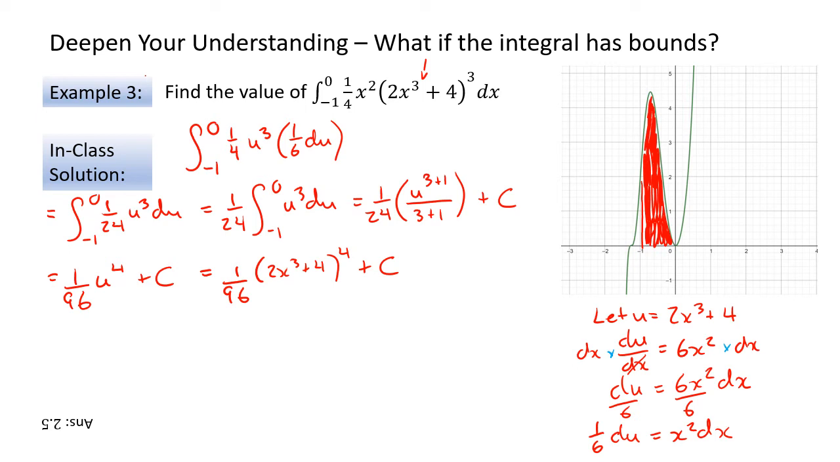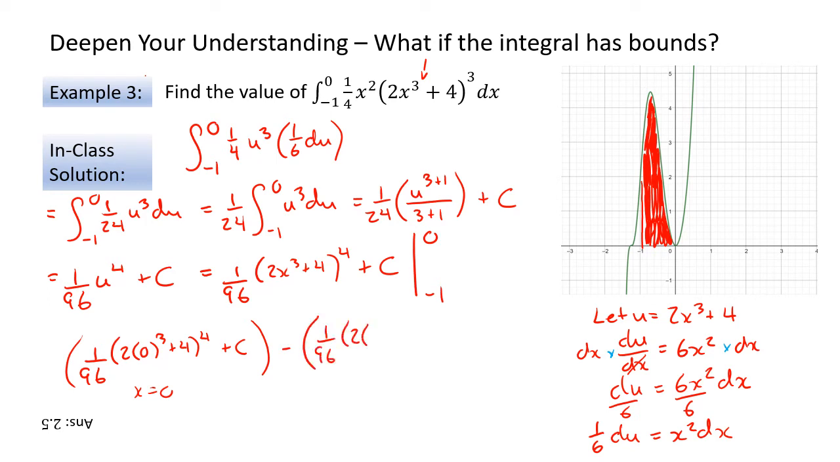So now we have boundaries. So we're going to get to a final answer that's a number because we're going to evaluate it at both boundaries. So at 0 first, and then subtracting the value substituted at -1. So we end up with 1 over 96, and then 2 times 0 cubed plus 4 plus a constant. That's at x equals 0, minus 1 over 96 times 2 times -1 cubed plus 4 to the exponent 4 plus a constant.